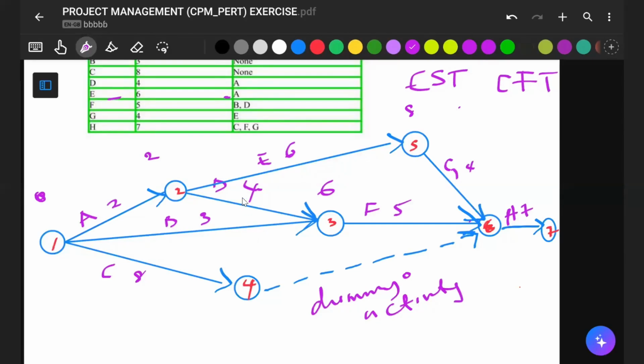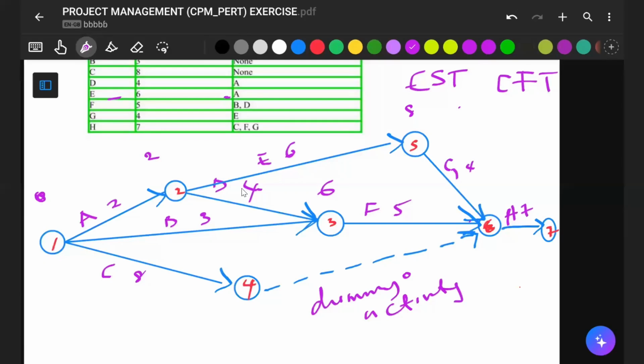Now, I said when you have two activities, like you have now, activity D and activity B, this arrow is for activity B and this arrow is for activity D. Both of them are sharing this particular node. Now we are having what we call the forward pass. We are beginning to add durations.